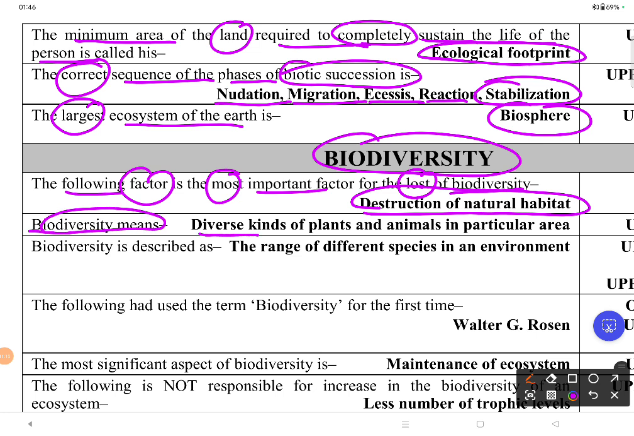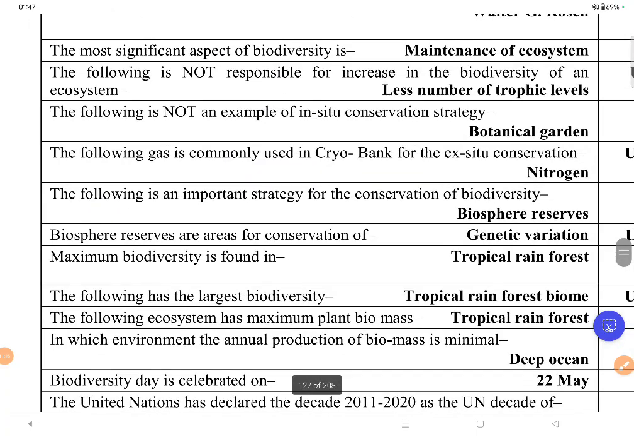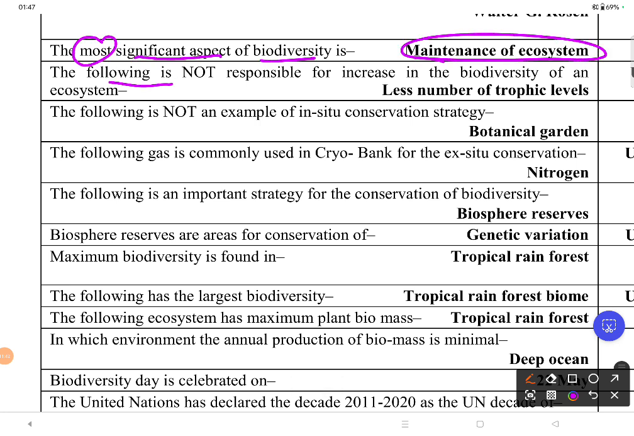Biodiversity means diverse kinds of plants and animals in a particular area. Biodiversity is described as the range of different species in an environment. Walter G. Rosen used the term biodiversity for the first time. The most significant aspect of biodiversity is maintenance of ecosystem. The following is not responsible for increase in the biodiversity of an ecosystem: less number of trophic levels.